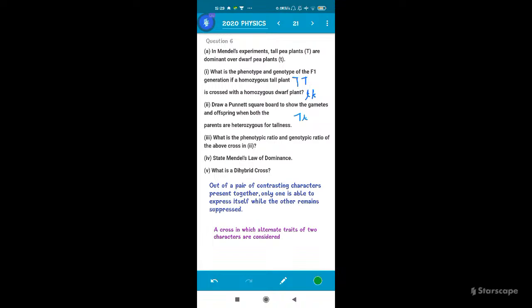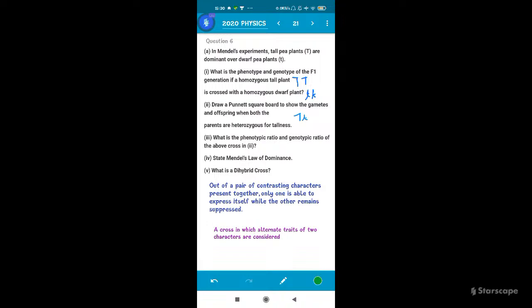And what is the next question? What is the fifth question? What is a dihybrid cross? The cross which we just did now was a monohybrid cross because we were considering only one characteristic, that is tallness. But whenever we are considering two such characteristics, then it will be known as a dihybrid cross. So the definition will be a cross in which alternate traits of two characters are considered. Two. This is the difference between monohybrid and dihybrid cross. Dihybrid cross uses two characteristics, but monohybrid cross sticks to only one characteristic. I hope this question is clear to you.